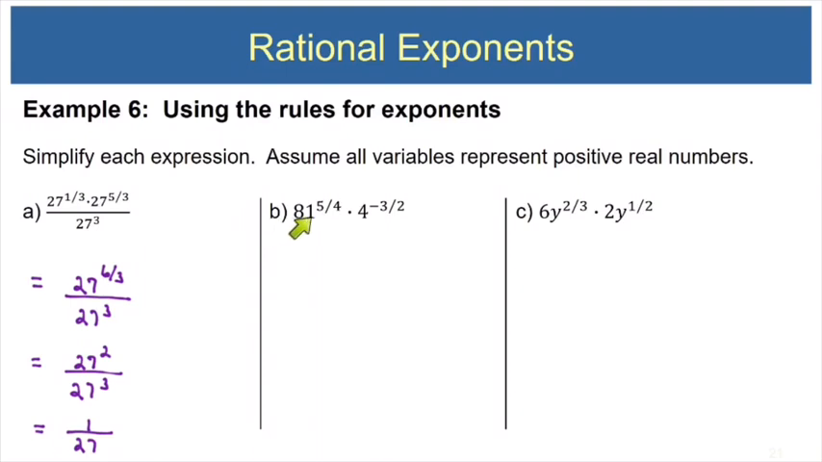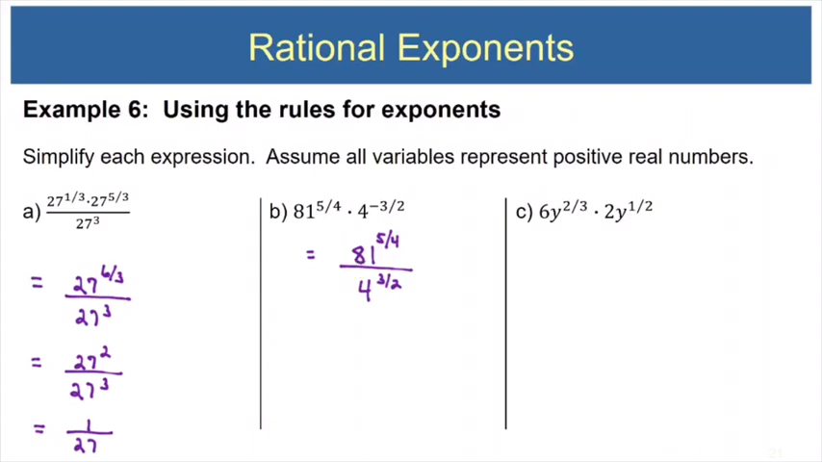Now in part B we have 81 to the 5/4 power times 4 to the negative 3/2 power. Here we cannot just add these exponents because the bases are not the same. But what we can do is get rid of this negative exponent and then simplify. So we're going to have 81 to the 5/4 over 4 to the positive 3/2. You see how moving that 4 to the negative 3/2 down to the denominator made that exponent positive. Okay, now let's write each of these in our form where we have two exponents. So we're going to take each of these exponents apart.